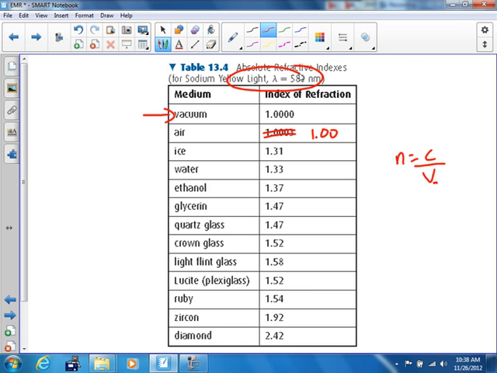As we go up here, you can see we go from 1.00 all the way up to diamond, which is 2.42. That's a really high index of refraction. That's why, in part at least, diamonds are so valuable, because they refract light so much. And you're going to see here in a little while, because they refract light so much, it ends up causing a lot of sparkling. They sparkle lots primarily because they have such a high index of refraction. Again, you'll see why that's the case in a little while.